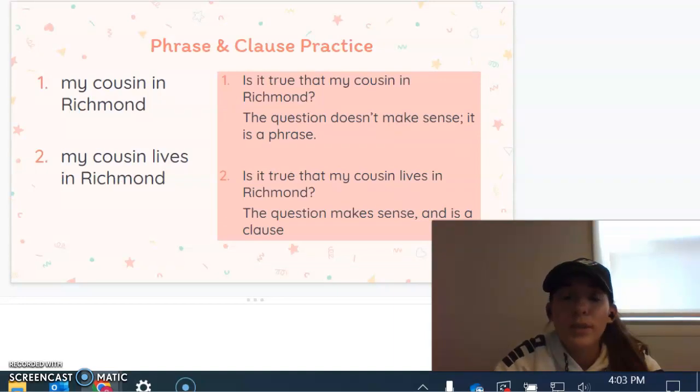So let's do some practice. If we were looking at 1, my cousin in Richmond. So if we were going to use our handy little phrase, is it true that my cousin in Richmond? We notice that the question does not make sense, and therefore it is a phrase. My cousin lives in Richmond for number 2. We're going to do our handy little phrase, is it true that my cousin lives in Richmond? The question makes sense, and therefore it is a clause.